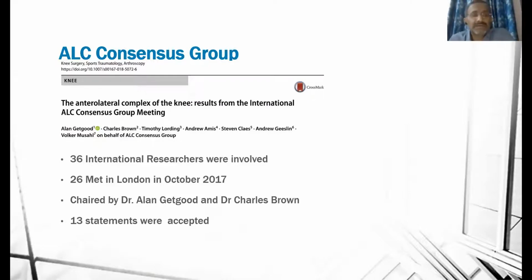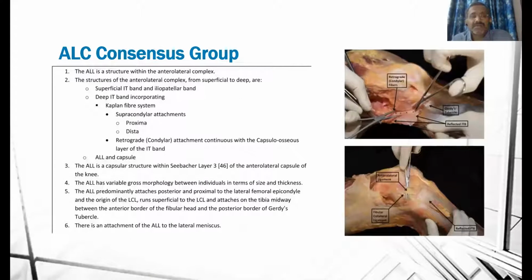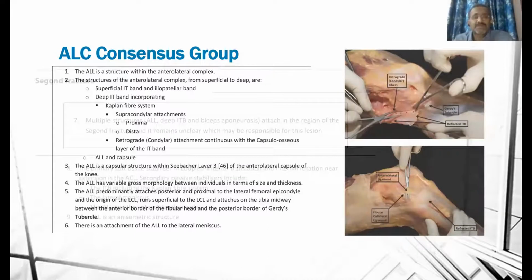So 36 international researchers met in London in October 2017, chaired by Alan Getgood and Charlie Brown. They came out with these conclusions: the ALL is a structure within the anterolateral complex, and from superficial to deep, there are structures like the superficial IT band, deep IT band, Kaplan fibers, and the ALL and capsule. It is a capsular layer in Seebacher layer 3, and the morphology varies between individuals. The attachment is, as I described before, posterior and proximal to the lateral femoral epicondyle, and in between Gerdy's tubercle and the fibular head. There is an attachment to the lateral meniscus as well.